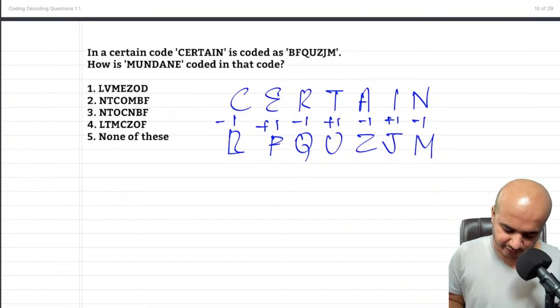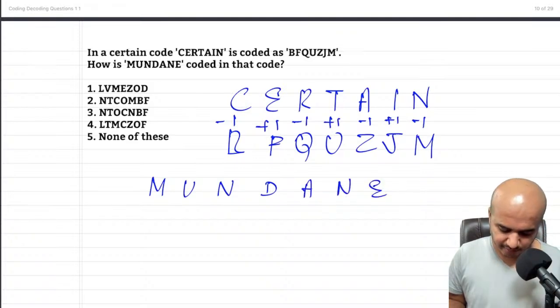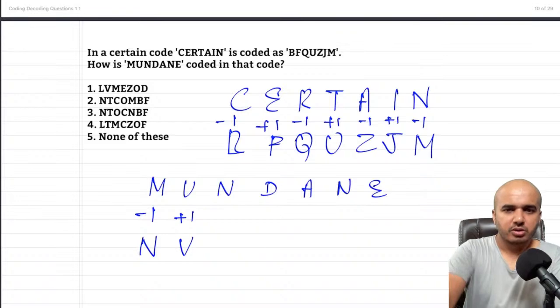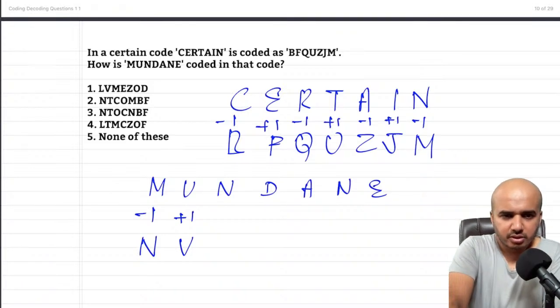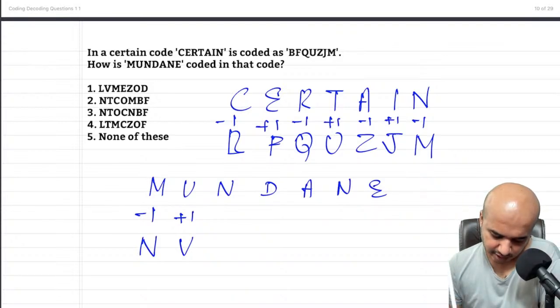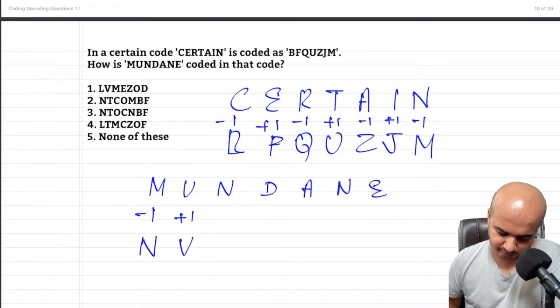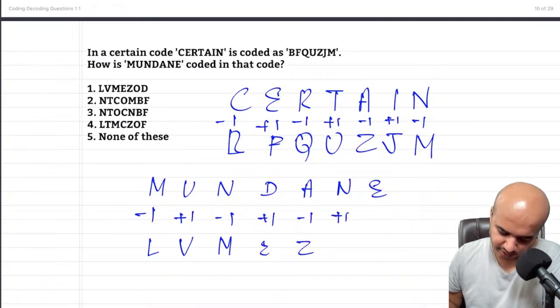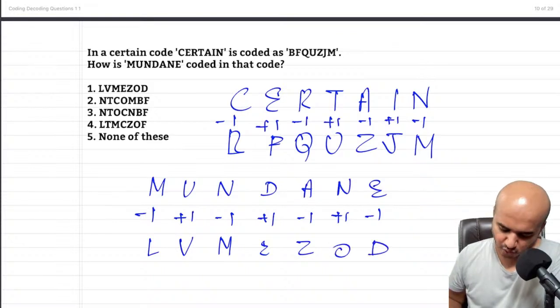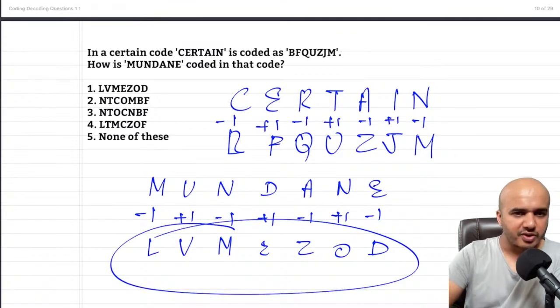So let us look at the word which is given for us, MUNDANE. Now if I apply the same logic, M minus 1 is L, U plus 1 is V, N minus 1 is M, D plus 1 is E, A minus 1 is Z, N plus 1 is O, E minus 1 is D. LVMEZOD. Okay, option 1 obviously is the right answer.